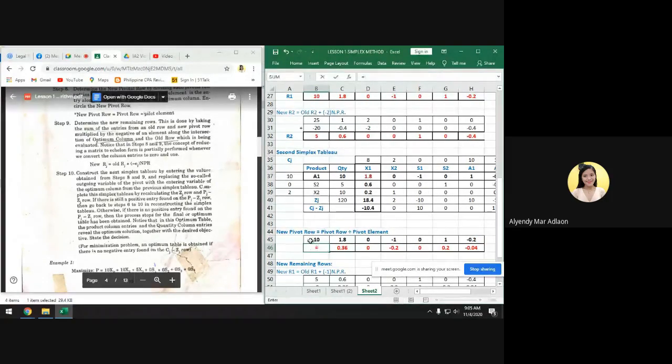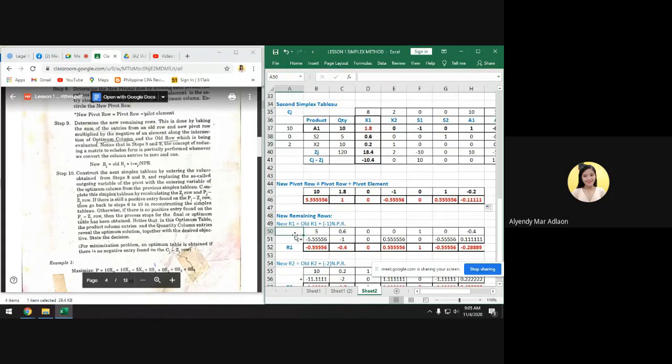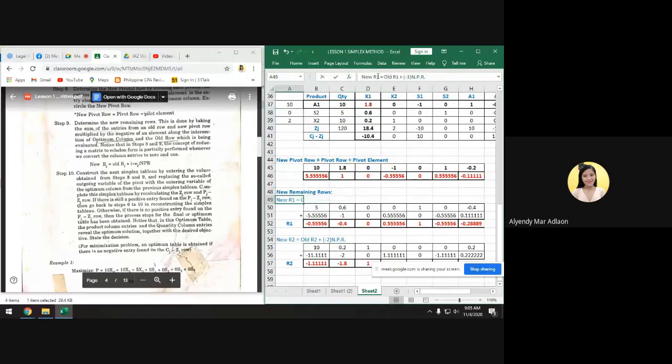So divide each one by 1.8. 10 divided by 1.8, we have 5.556. 1.8 divided by 1.8, we have 1. 0 divided by 1.8, we have 0, and so on. Okay? So that would be our new pivot row. For the remaining rows, ang remaining rows na to is row 2 and row 3. So let's start first with row 2.